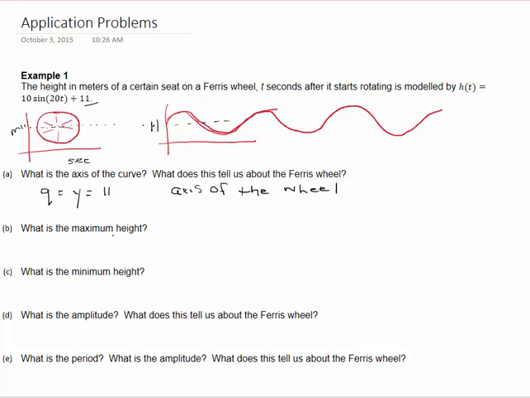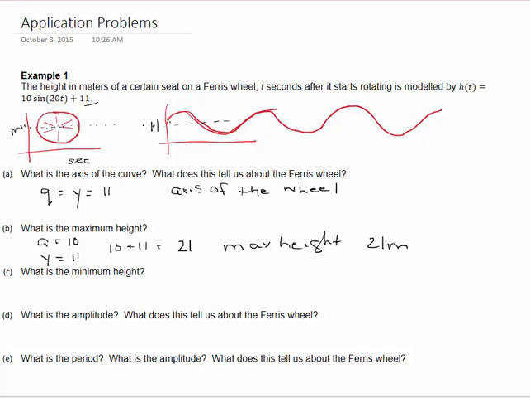What is the maximum height? Well, if we know amplitude is 10, so let's just make some notes here. Our amplitude is 10, and our equation of the curve happens at 11. 10 plus 11 is 21. So our max height must happen at 21 meters.